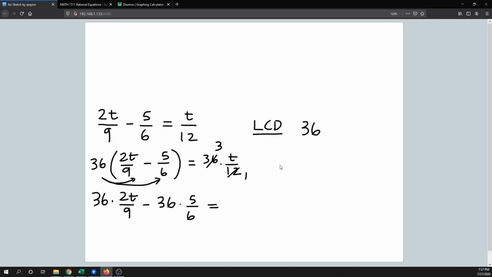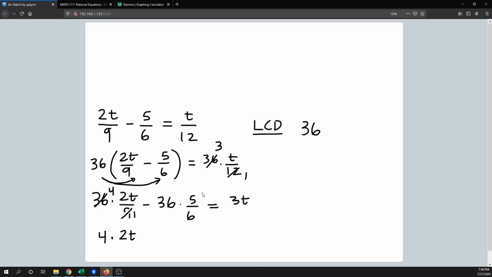So what I wind up with is 3t over 1. Because it's over 1, I'm not really going to write that. I'm just going to leave it as 3t. Okay. And the same thing is going to take place over here on the left hand side. 9 goes into 36 4 times, right? So 9 goes into itself once, and it goes into 36 4 times. So I wind up over here with 4 times 2t.